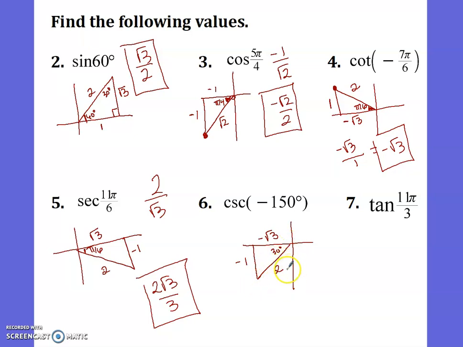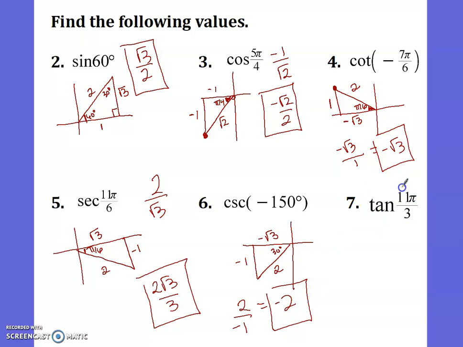Hypotenuses are always positive. Then cosecant. Cosecant goes with sine. Sine from the reference angle is opposite over hypotenuse, so cosecant is going to be 2 over negative 1, which would just be negative 2.